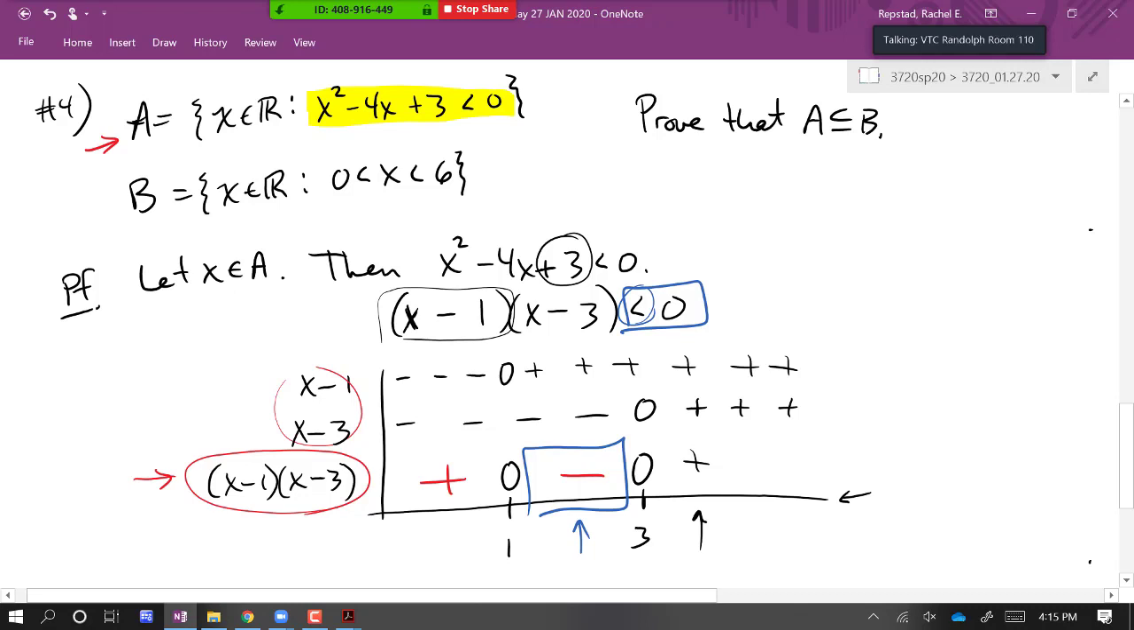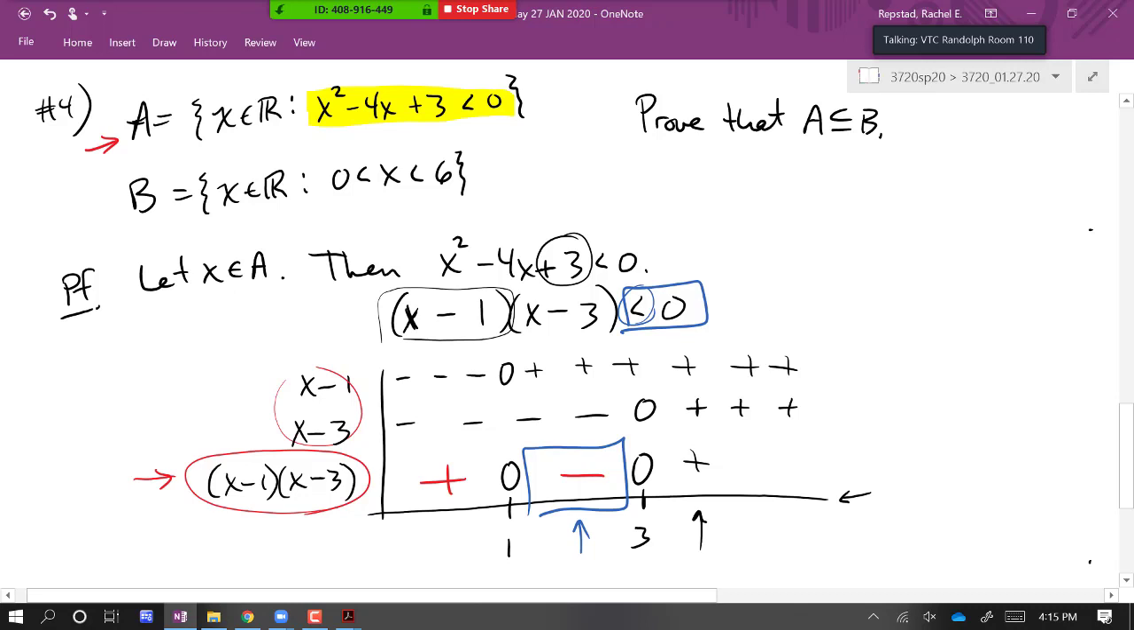And so when you're making your argument, you could say, look, we want to figure out exactly what's in A. Because we know exactly what's in B, right? They're very clear about what's in B. You're between 0 and 6. So we needed to figure out exactly what values of x are included in A.